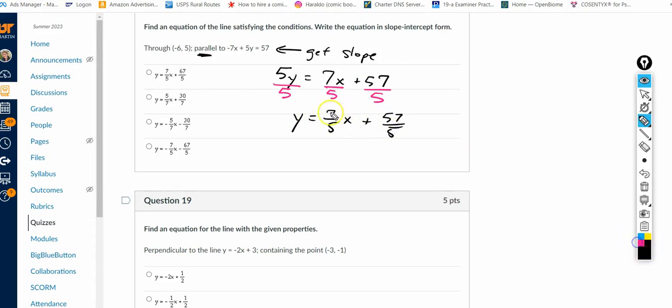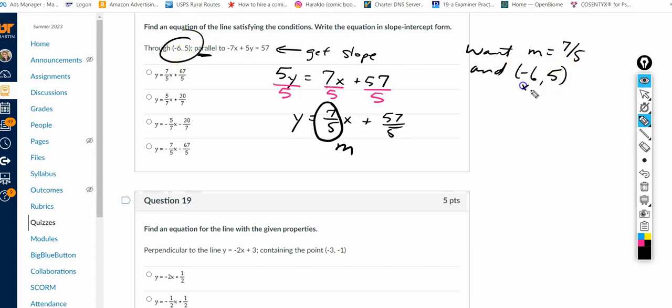Now, when it's in this form, I can see the slope is 7/5. So I want a line with slope 7/5 and containing the point -6, 5. So if I call this x1, y1, I'm going to have y minus y1 is equal to the slope times x minus x1. Y minus 5 is equal to the slope, 7/5.